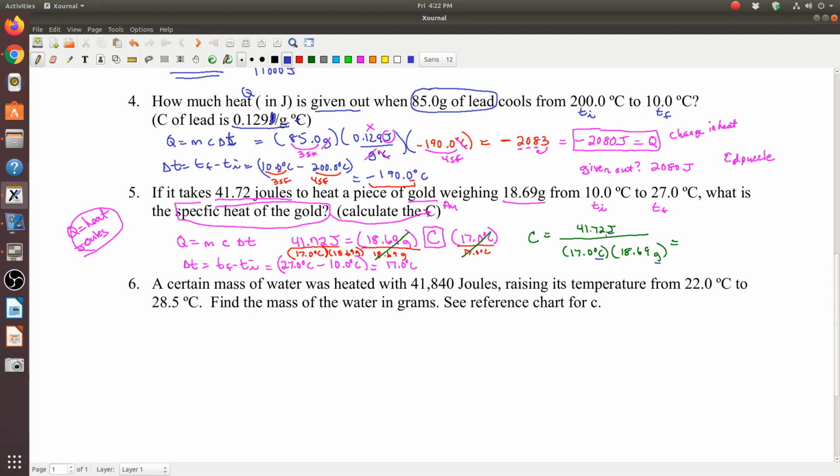All right, so I put this in, 41.72. I divide by 17, and I divide again by 18.69, and I get 0.131 joules per gram degrees Celsius. 3 significant figures, because all of these things are significant figures. I measured the mass, I measured the temperature, and I measured the joules. So that's the final answer there.